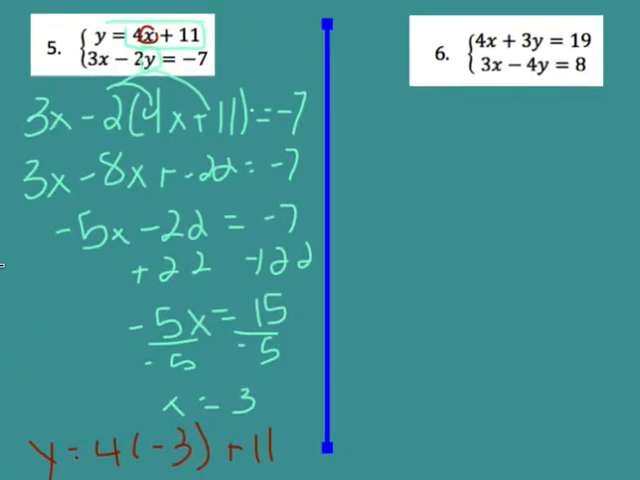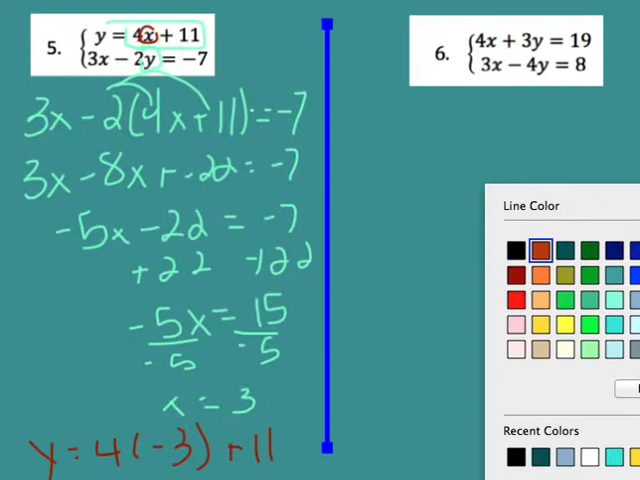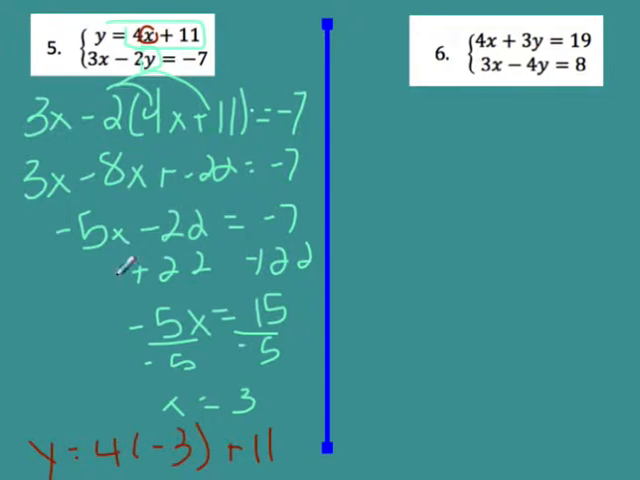Let's take a look at number 6. So number 6, again, is set in standard form, and to me there's no simple way to solve it if I wanted to use substitution. I would get a bunch of fractions. So what I'm going to do is I'm going to use elimination again. So I see that I have opposite signs here.